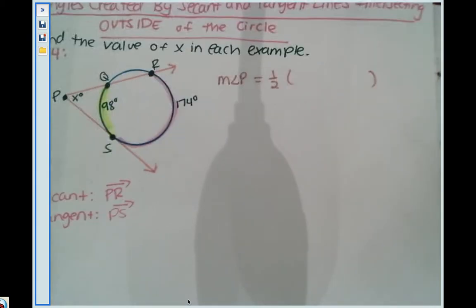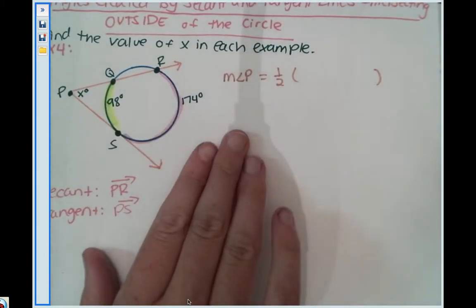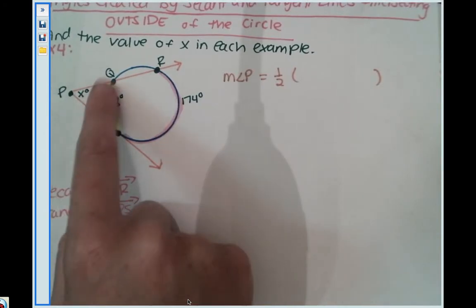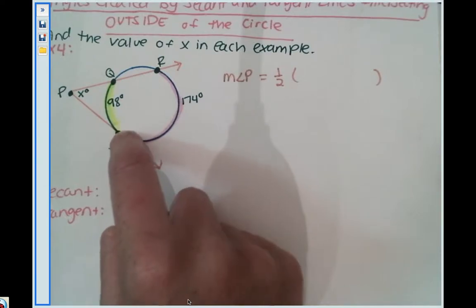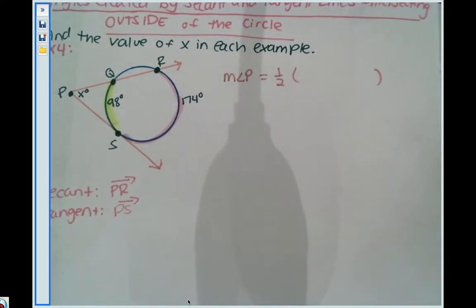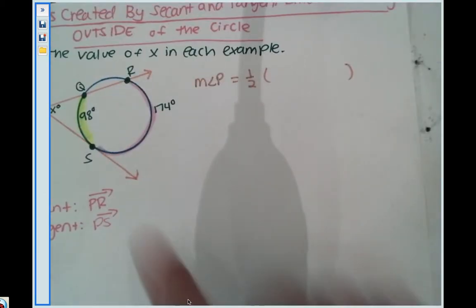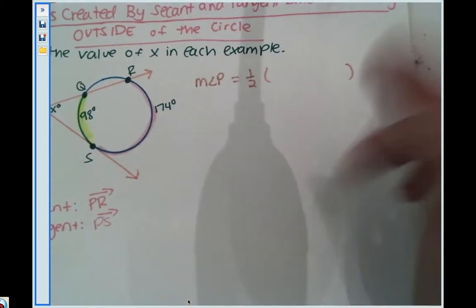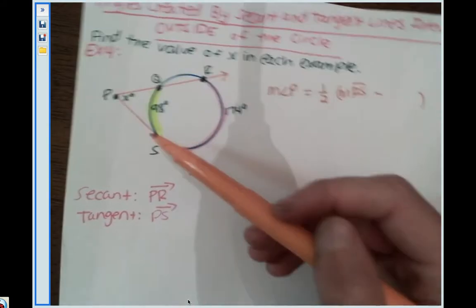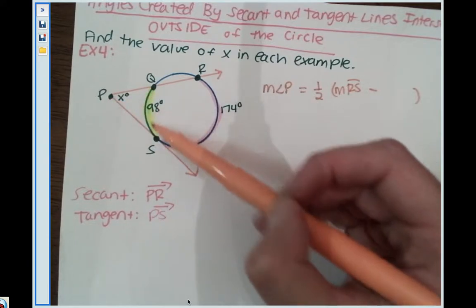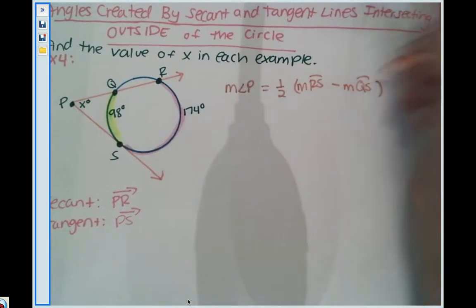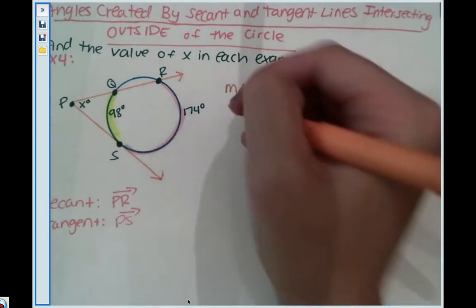My outermost arc is the arc that's furthest away from angle P. Which of our arcs, RS or QS, is the furthest away, what I call the outer arc? It is arc RS. So we're going to do the measure of arc RS minus the inner arc, or the arc closest to the angle, which in this case is QS. So the measure of arc QS. All right, let's fill in our values and solve.